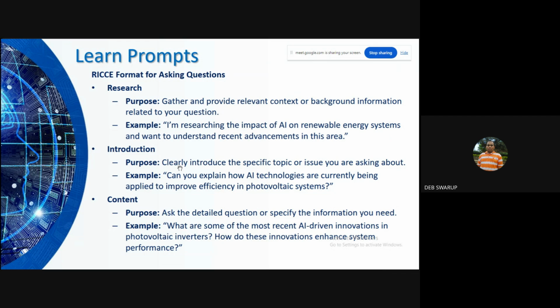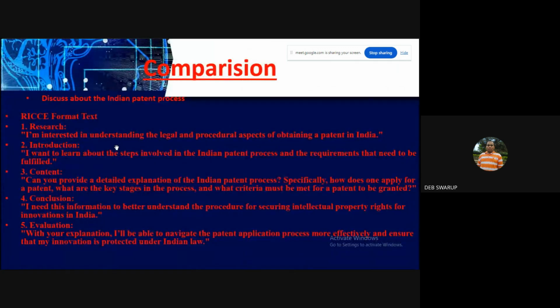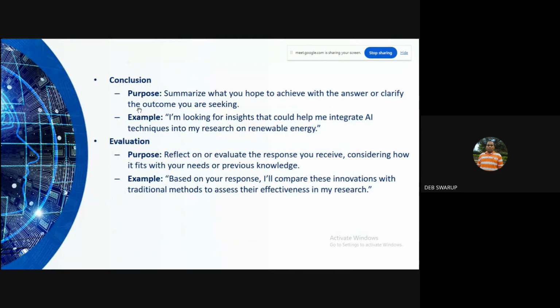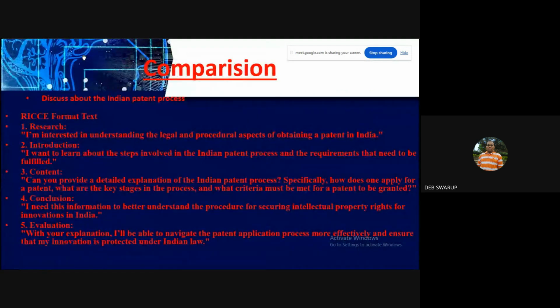Content is to give specific information on what you need. Then conclusion is what you want ChatGPT to do. And evaluation means how you consider it fits your needs or your knowledge. I know it is complicated here, but when you see the example on the next slide, you will understand. Now this is about the RICE format. The question I have taken is very simple: discuss the Indian patent process.